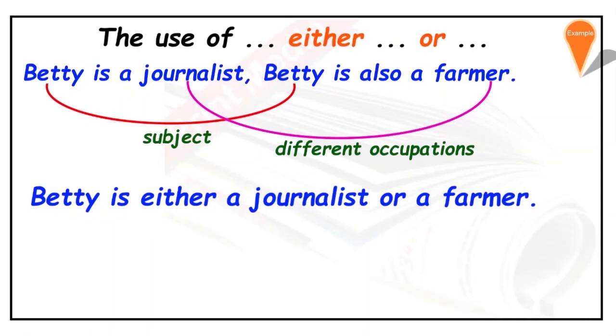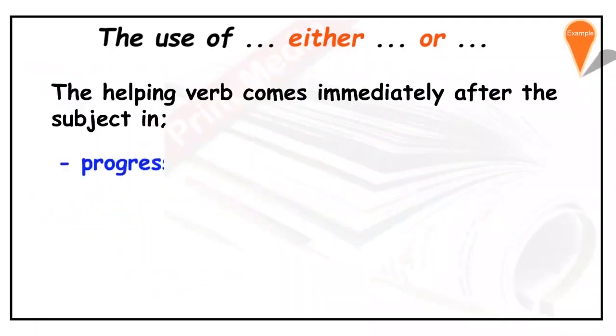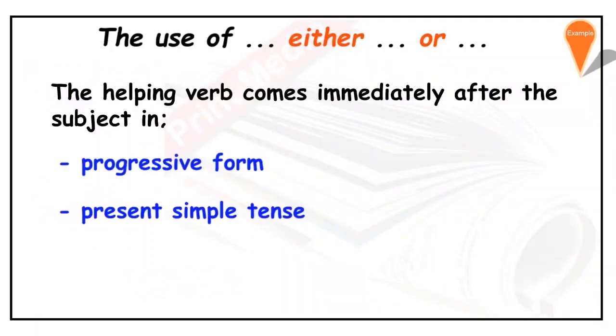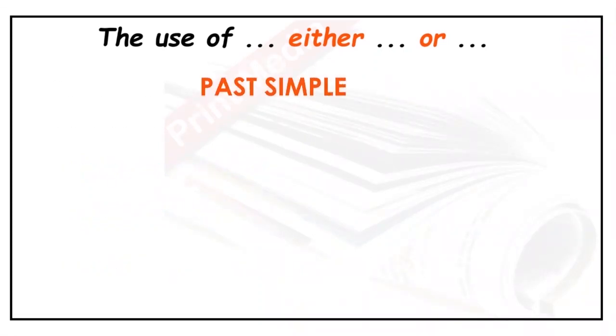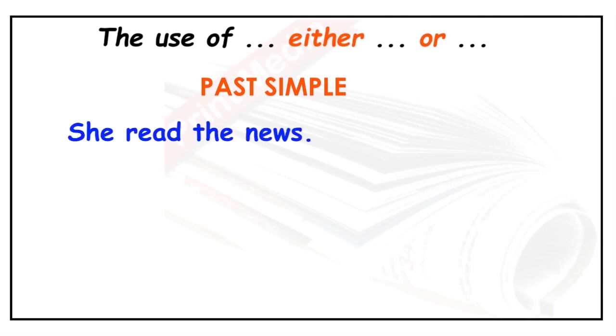My dear great viewer, we have also established that the moment we use either in the course of the sentence, the helping verb is applied immediately after the first subject. All right? This applies in tenses like progressive form, present simple, present perfect, and many others. When it is used in past simple, it is accompanied by the principal verb or the main verb.